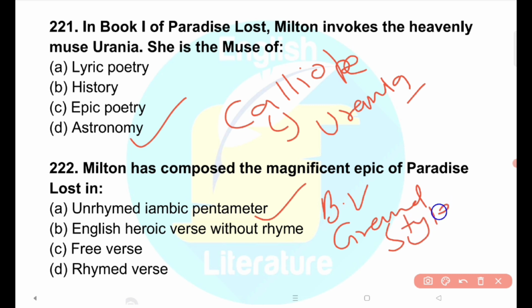Milton rejected rhyme, calling it a troublesome bondage, and used natural flowing rhythm instead.